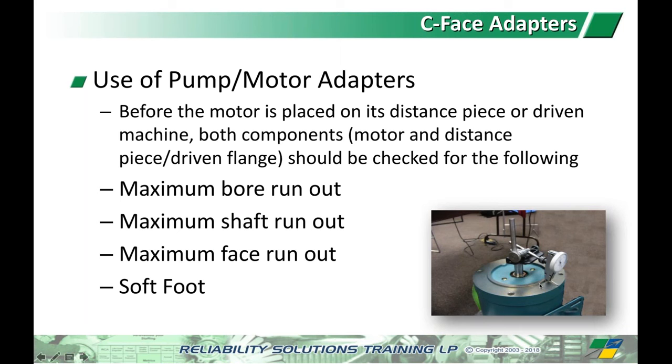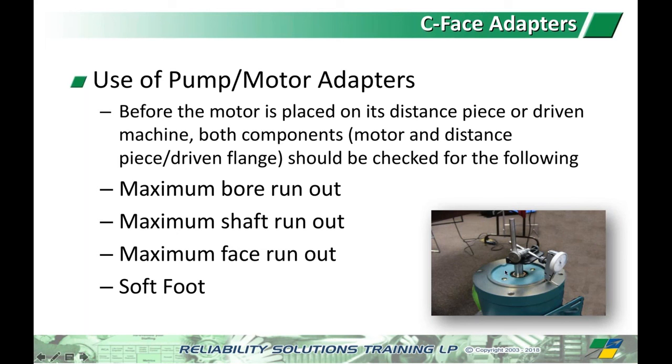We should check the face runout. As you see here, we've got a little lever-style indicator sweeping the face to make sure the face is true to the shaft. We should check the bore runout of this C-face here, this register fit right here. That needs to be correct. If that's not correct and true, then this whole motor will be offset. So you'll have offset misalignment. The face here, if it's not true, gives us angular misalignment.